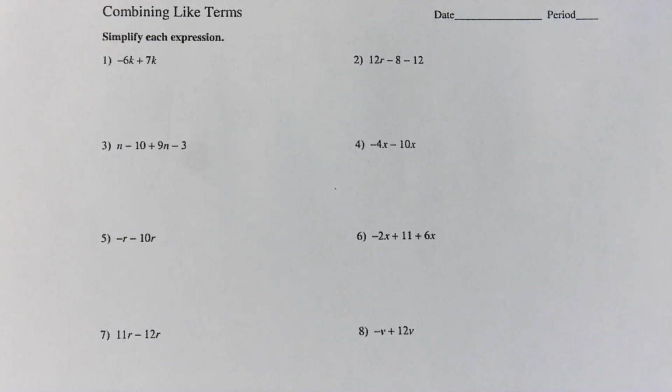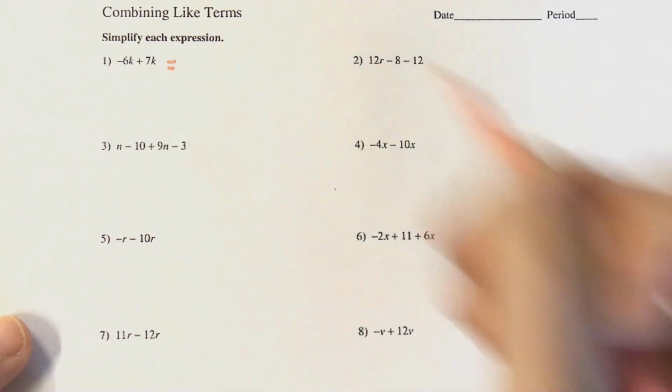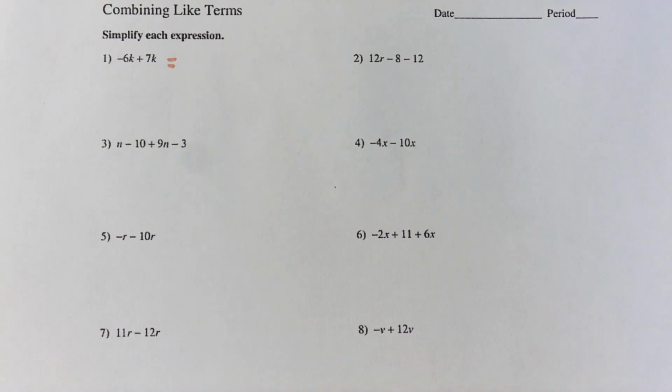Gavin, I'm coming to you first. Number one, I see some K's. Can I add them together? Yeah, they are like terms. I can add them together. If I do negative 6 plus 7, what am I going to get? If you don't know, grab your calculator. Negative 6. Did you put a negative in front of it?